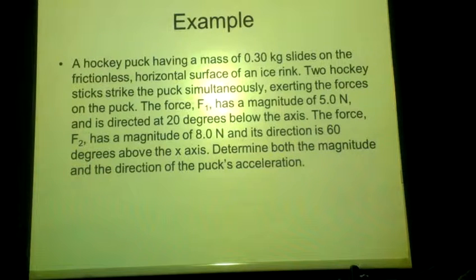x-axis. So we should be drawing a picture right now of the situation. The force F2 has a magnitude of 8 newtons, and its direction is 60 degrees above the x-axis. Determine both the magnitude and the direction of the puck's acceleration.